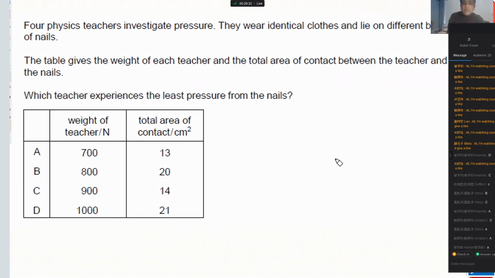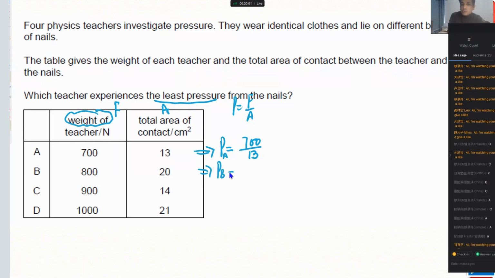For this question, you need to understand least, the smallest. In this case, you see the weight is given, which means the force is given. Area of contact is given. So you need to find P. P you can find out: P has to be equal to force divided by contact area, meaning P is equal to F over A. You have to repeat this for all these values and choose the least answer.